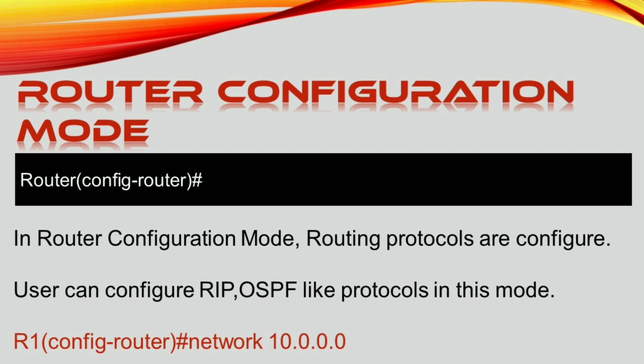At last, router configuration mode. In this mode, routing protocols are configured. Router configuration mode can be identified by router config router hash. A user can configure protocols like RIP and OSPF in this mode. You can see how a user can configure a network address in this mode.